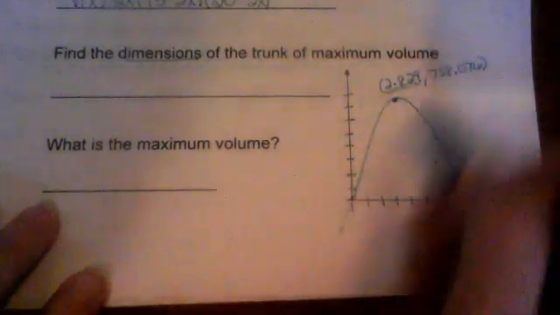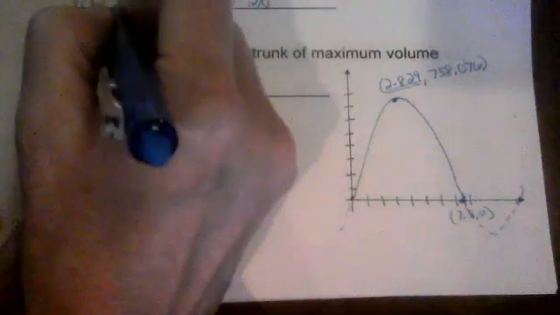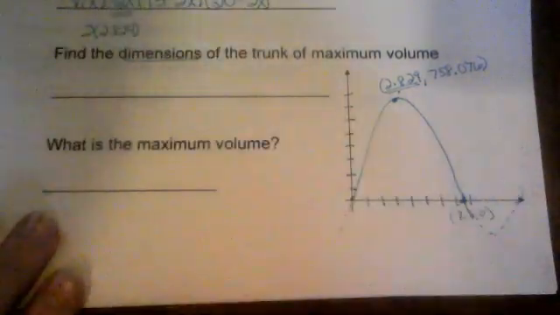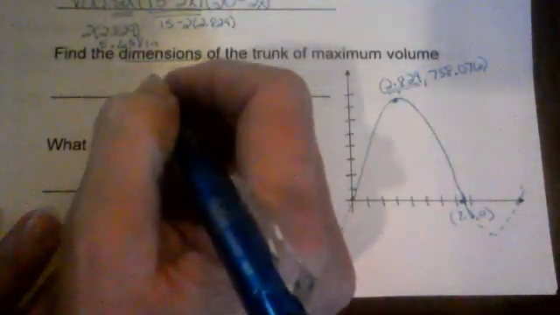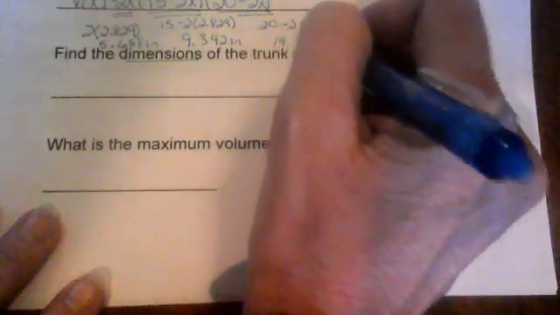And so it wants us to find the dimensions of the trunk. So we're going to start with this 2.829. Now none of these dimensions, the length, the width, and the height, are just x. So our height is going to be 2 times this, 2 times 2.829, and so we're going to get 5.658 inches. And then for our next dimension, we've got 15 minus 2 times 2.829, and that one is 9.342 inches. And then for our third dimension, we're going to have 20 minus 2 times 2.829, and we get 14.342 inches.